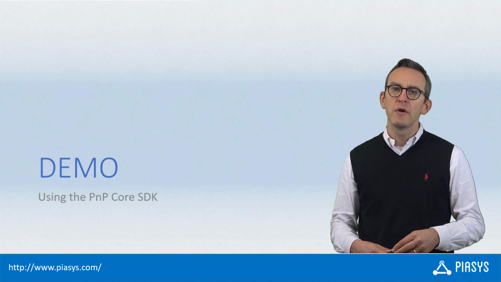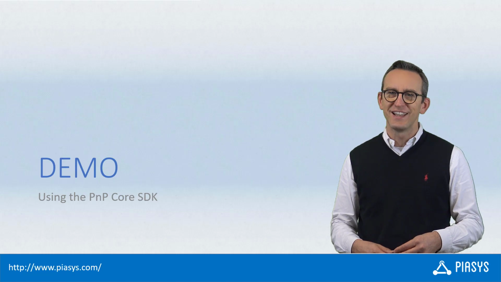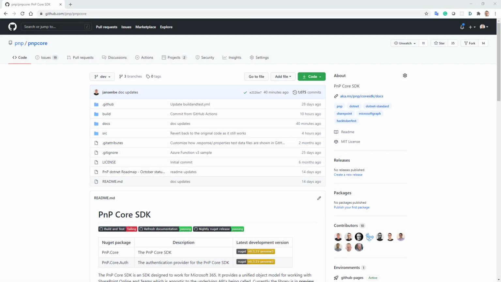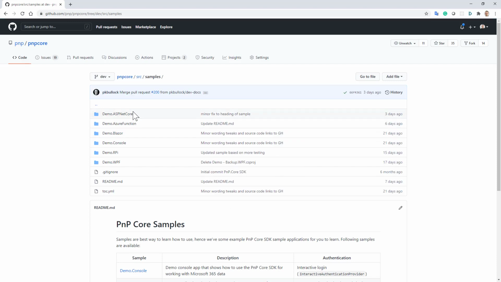So, let me move to the demo environment and let me show you a kind of a hello world with PnP Core SDK. This is the GitHub repository where we have the source code of the PnP Core SDK. You can find it under github.com/pnp/pnpcore. From here, you can have access to the whole source code as well as to some samples. In fact, if you go into the SRC folder, you can find the samples folder, and there you can find a bunch of samples ready to go for ASP.NET Core, Azure Function, Blazor, console application, and so on and so forth.